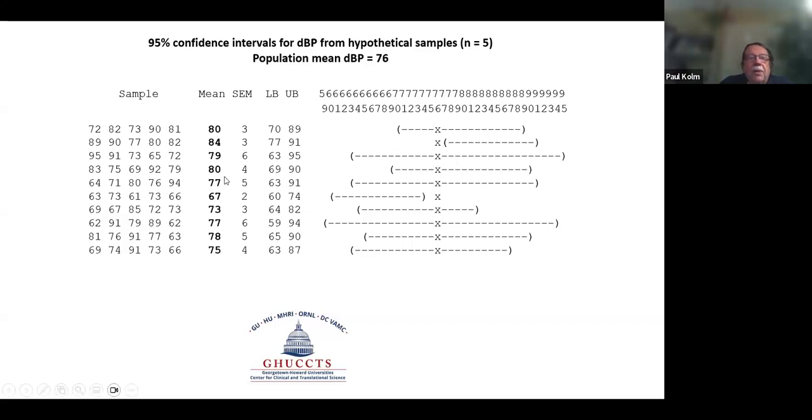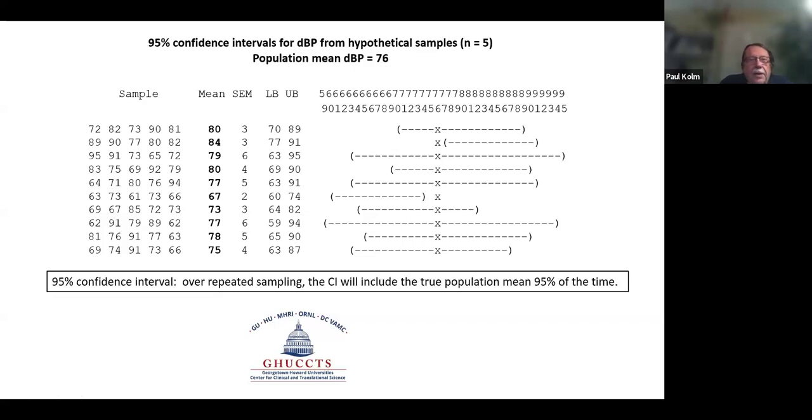And you can see here, even in my small example, there's a couple of instances here where the population parameter falls outside the 95% confidence interval. So that's from the classical or the frequentist perspective, that what it means is over repeated sampling, the confidence interval will include the true population mean 95% of the time.